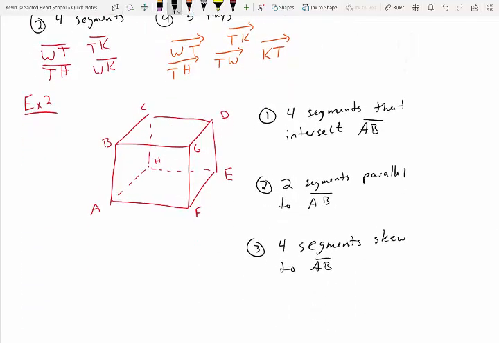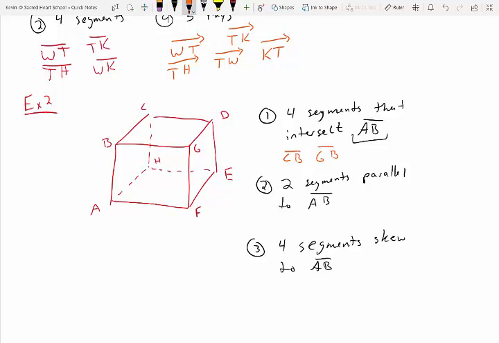In example 2, we have 3 parts to this one as well. We have intersecting, parallel, and skew. Intersecting is going to share one of the points. So if we're looking for 4 segments that intersect AB, we're going to want to use A and B in those answers. So we look, we have CB and a segment, just a line over it, is one of them.